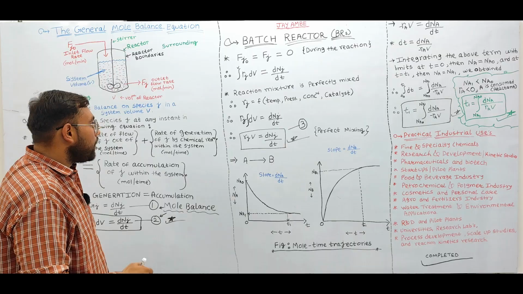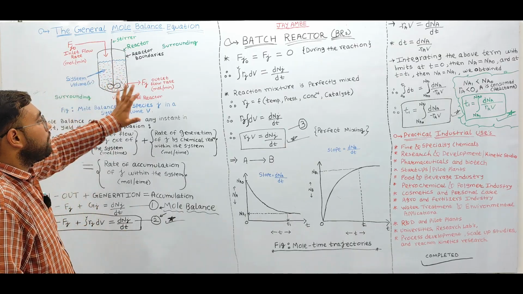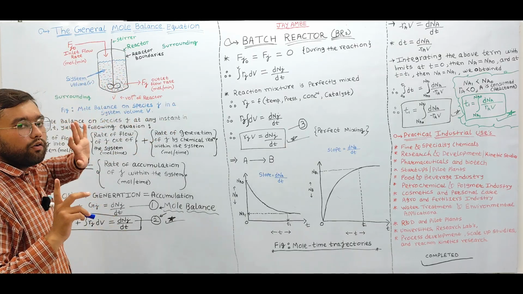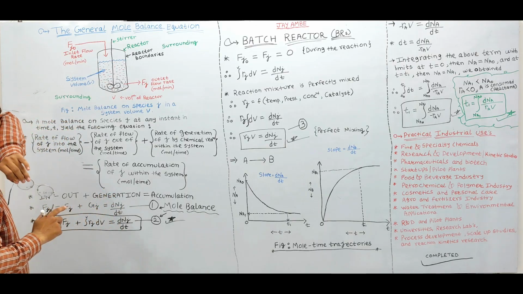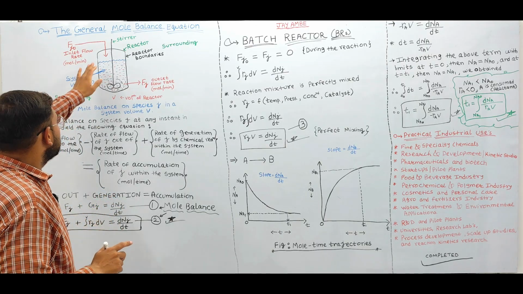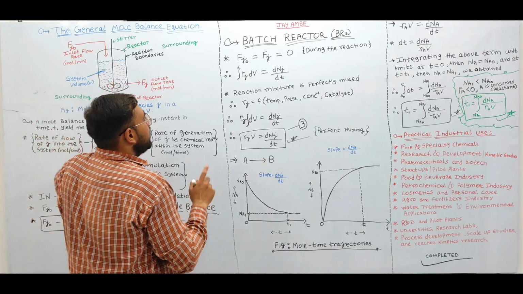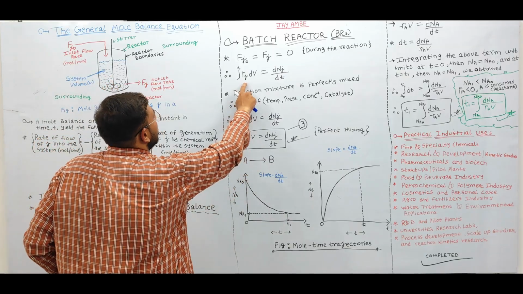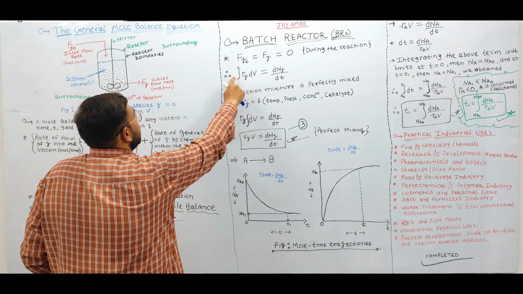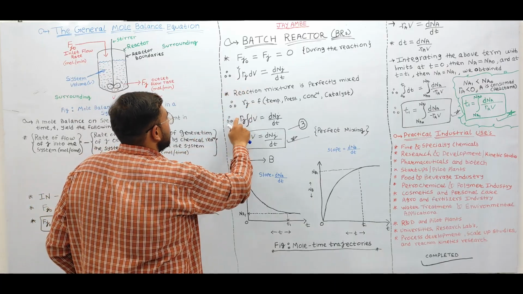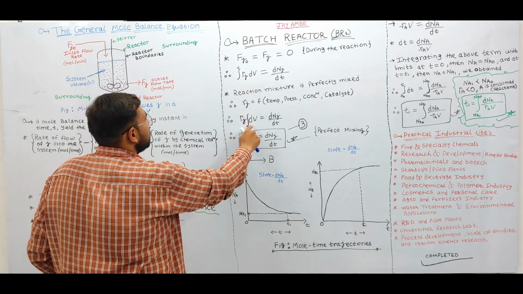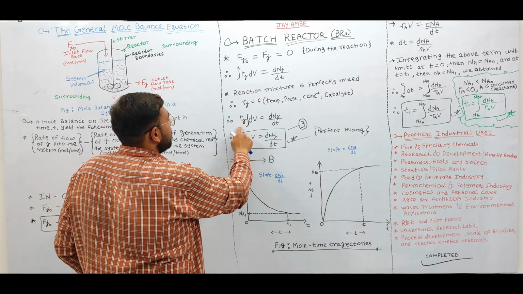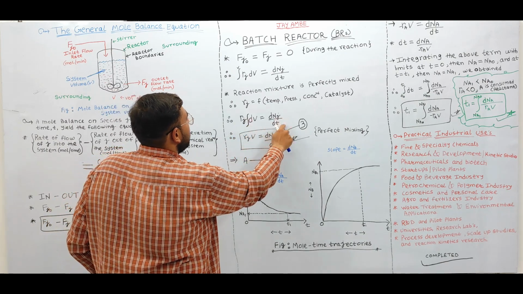So if we have the uniform distribution of all the system variables, then the rate of reaction will be uniform throughout the entire system volume. Due to which we can take the Rj term out of the integration, right? So Rj we are taking out from the integration, so Rj times the integral of dV is equal to dnj/dt.